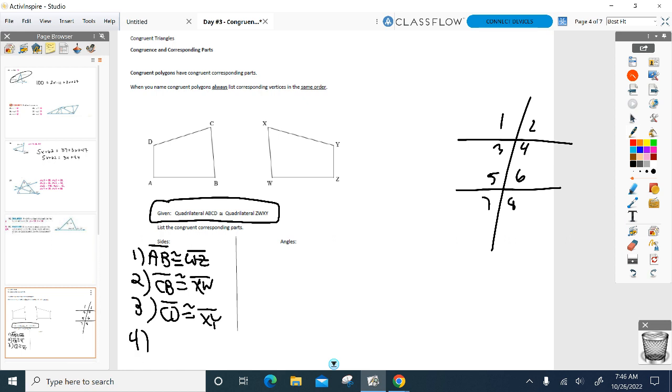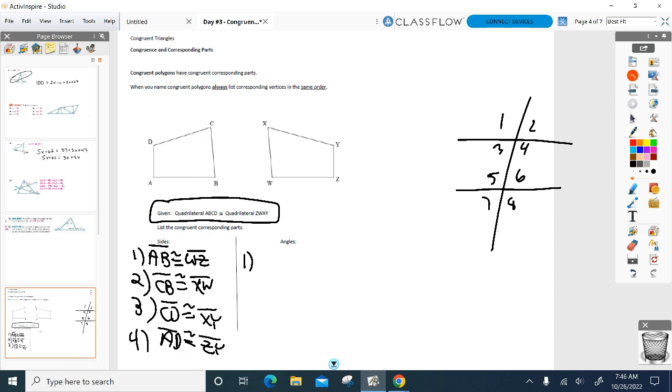Back to business, and then let's see what's the missing one. I got AB. I got CB. What am I missing? AD. Yep. AD would correspond and be congruent to ZY. All right, good. So the sides that match up are congruent. So do the angles. Now give me a pair of angles that match up and also would be congruent.